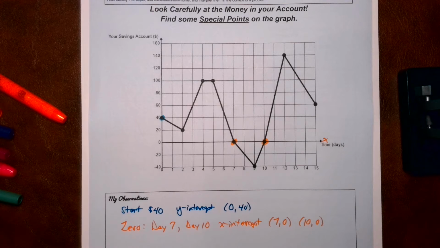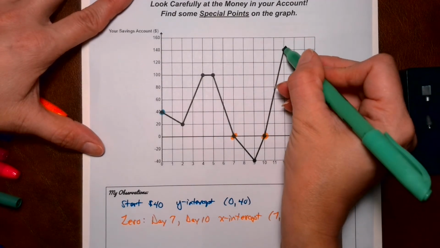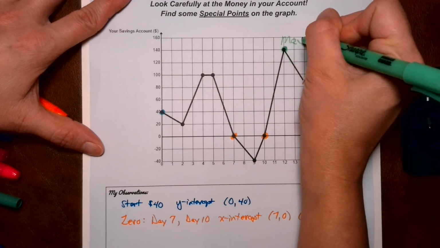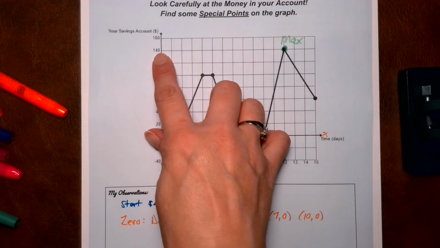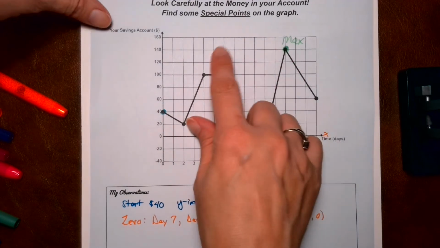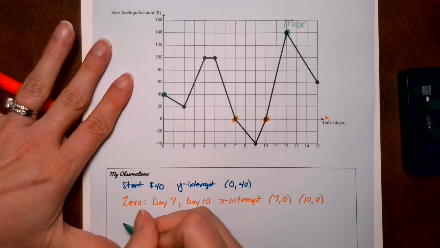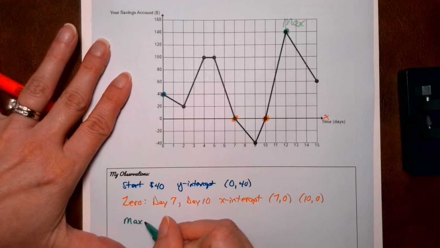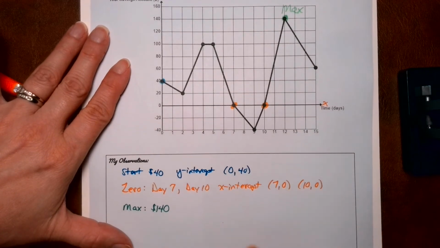Now I want you to look and see what's the most amount of money ever in the account. The most amount of money we ever have is up here, and this is called a maximum. That's the highest. I don't think there's any other days where it gets to be $140. Sometimes you could have 2, but there's just 1 right here. So this is where it gets a little different. The maximum is $140.